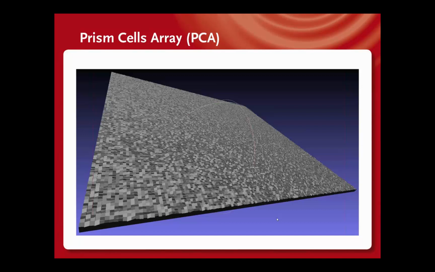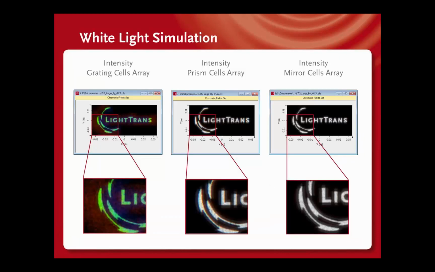Because of this, Leitfans developed so-called prism or mirror cell arrays. Here you see a CAD drawing of a prism cell array surface. Prism cells and mirror cells are less wavelength sensitive, and this is shown in this example. We designed here for green light, 532 nanometer, a grating cell array, prism cell array, and mirror cell array.